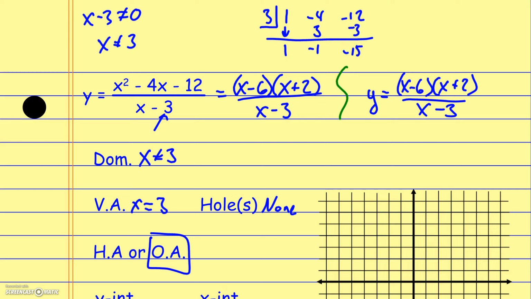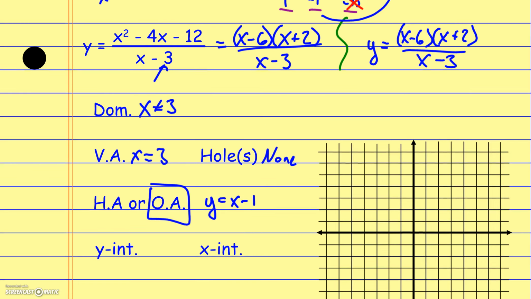And now the way we interpret this is like a 1x minus 1 with a remainder of negative 15. Well, I just hack off the remainder and say I'm only going to use this first piece, which is y equals 1x minus 1. That's my oblique asymptote. Y equals x minus 1 is basically what I get from synthetic division, except I ignore the remainder. And that's it.